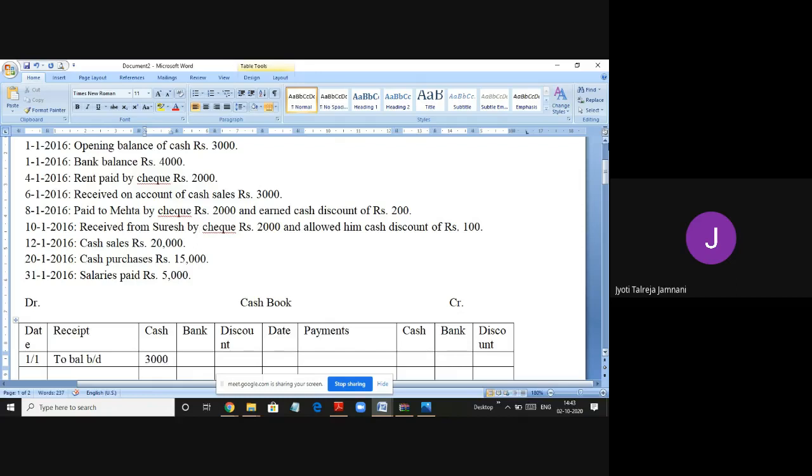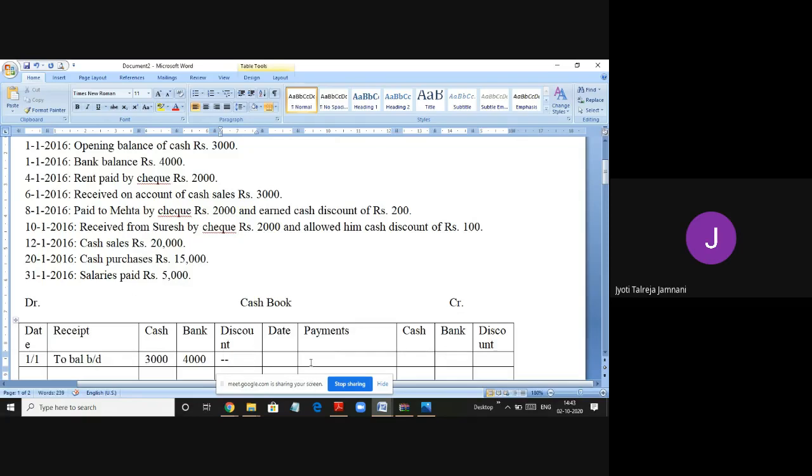bank balance is 4000 on the same date. So that is nothing but opening balance of bank, which is 4000 on the same date. Nothing in the discount column we are writing. So as soon as you start the business or the new month or the new year, you'll have to consider that opening balance on the debit side, because that's the balance brought down from the previous month or the previous year.